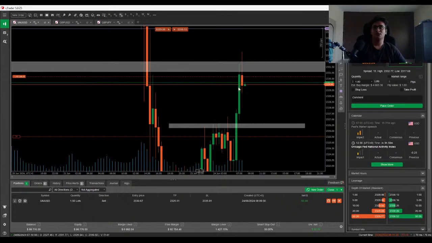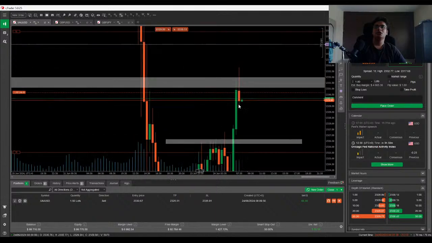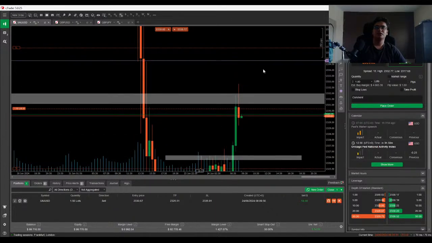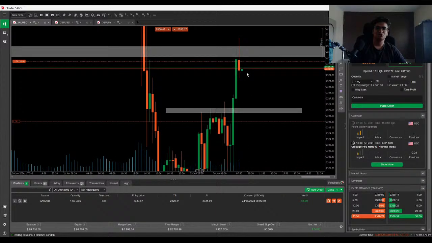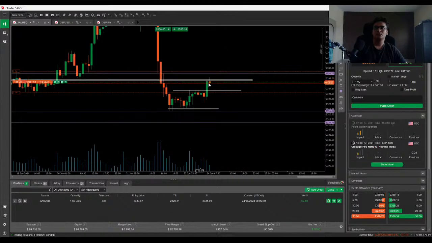Yeah, we have taken a sell on gold. You can see our entry point. Entry point is 2330.67, and our stop loss is above these wicks. And I'm expecting that price could go down as the 1 hour candles are flipping.